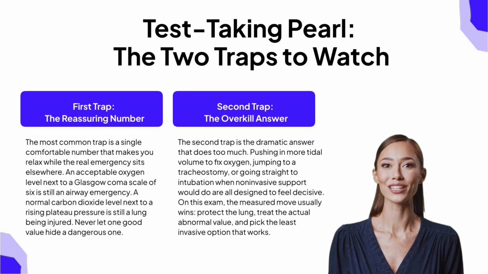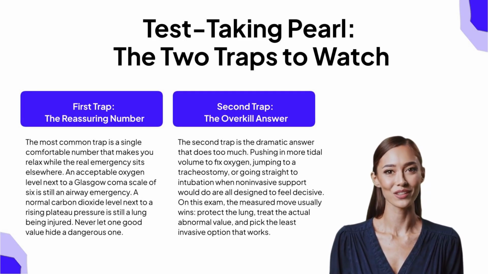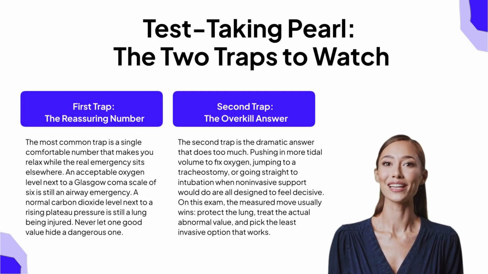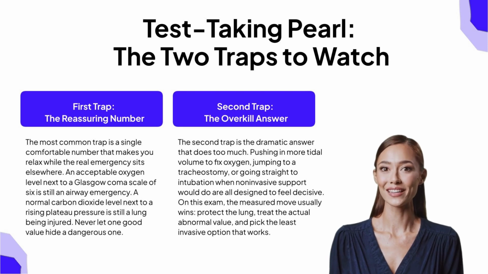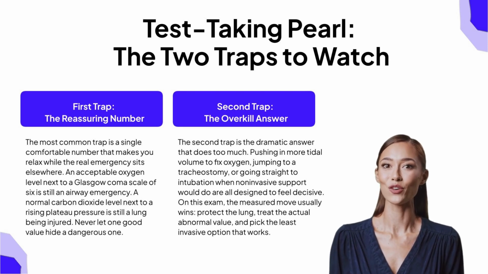Here is the pearl that ties all of these questions together. Ventilation stems almost always hide one of two traps, and if you learn to spot them, you will get these questions right, even when the physiology feels intimidating. The first trap is the reassuring number.